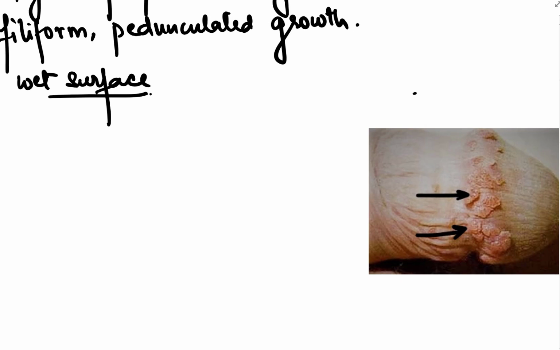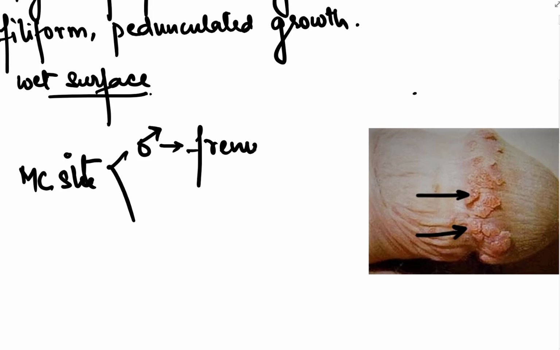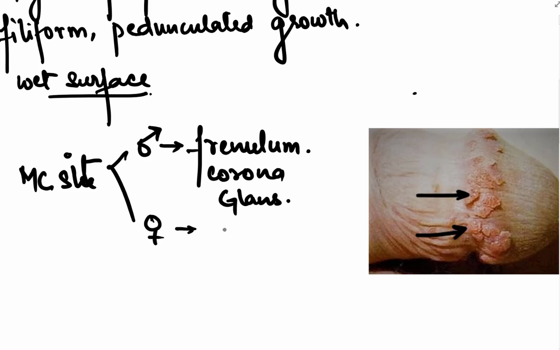Now the common site for anogenital wart in males is commonly the frenulum. So the frenulum is commonly involved, then the corona, and the glans can be involved, while in females the posterior fourchette is commonly involved. So these are the common sites for anogenital warts.